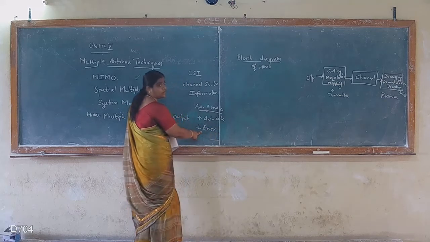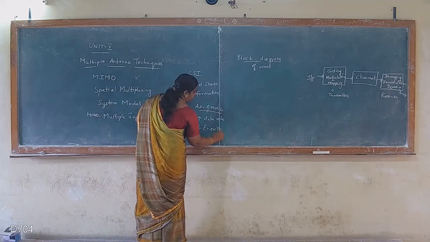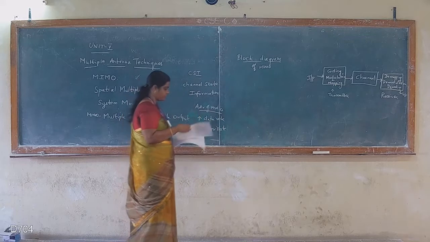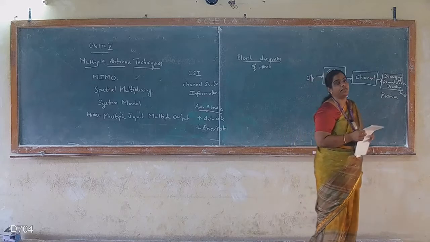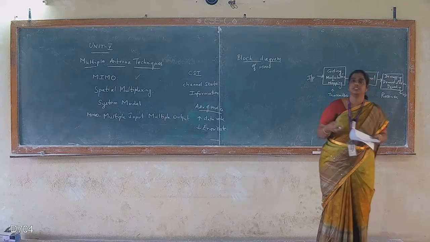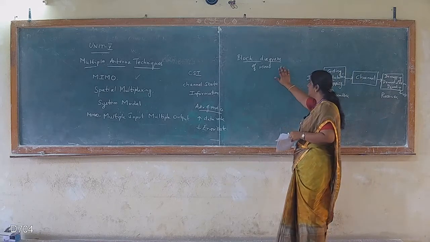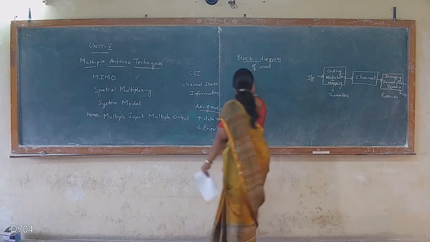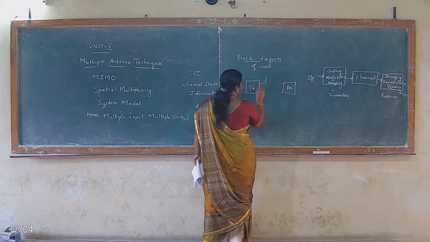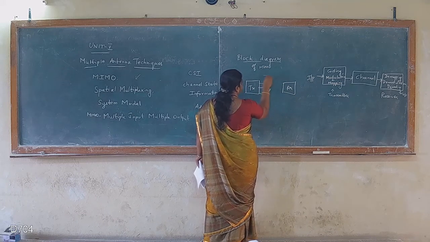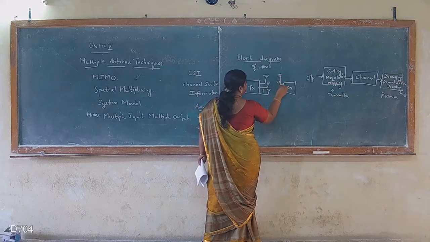Now we can focus on the benefits of multiple antenna techniques. What are the benefits we may get by using this technique? Before going to the block diagram of MIMO, if you see, this is your transmitter and receiver, and we will have more than one antenna. This indicates n number of antennas. The same thing we will have at the receiver side. This may be your transmitting channel. So this is the basic block diagram of your MIMO concept.